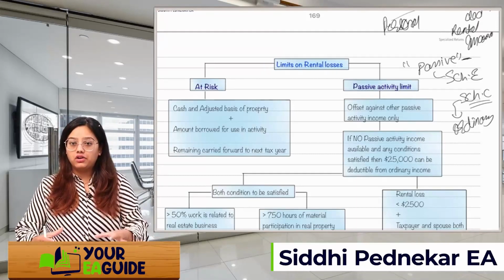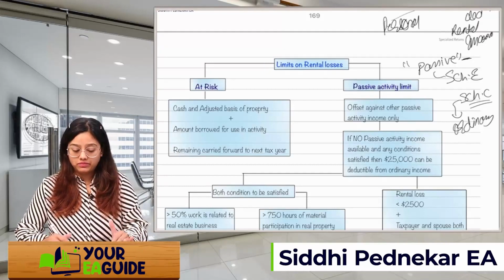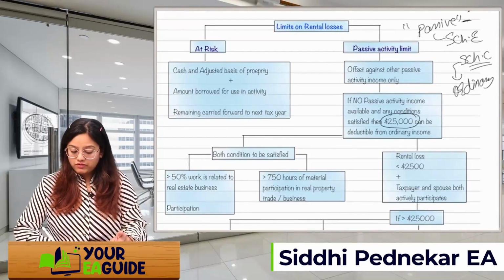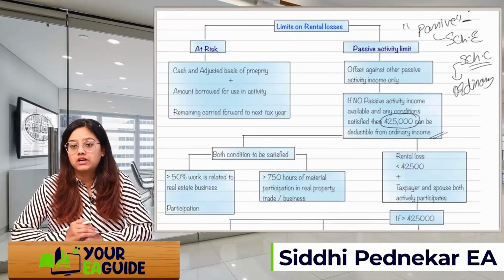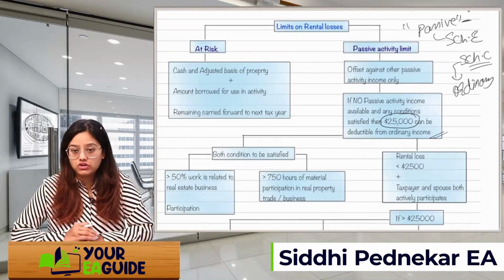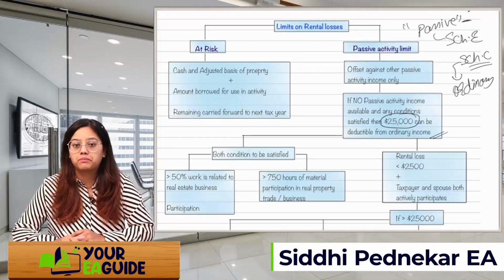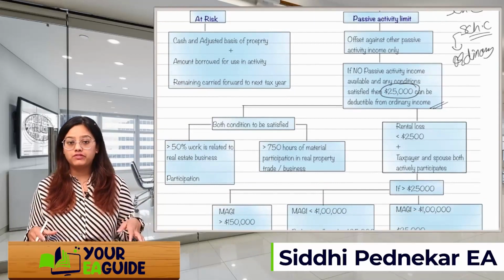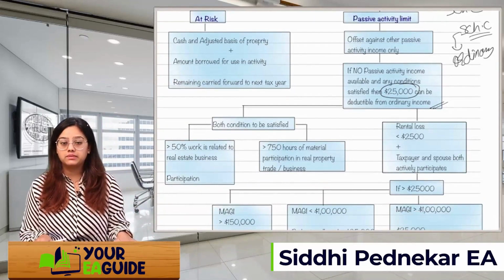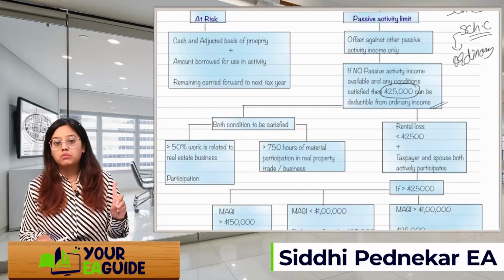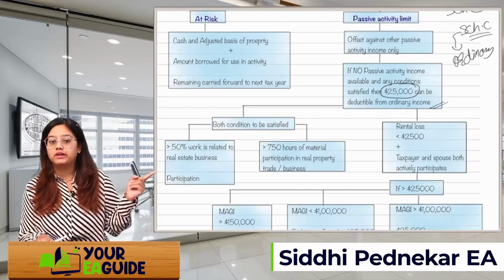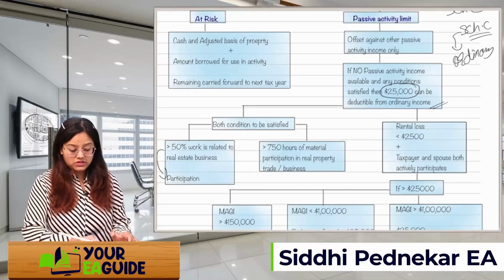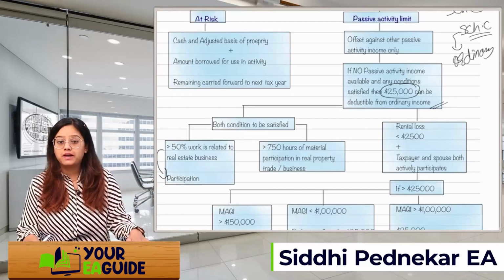If you have a rental loss, which is a passive activity, then you can offset up to 25,000 from your ordinary income. Normally it is allowed only against passive income, but up to 25,000 you can offset it against ordinary income. Both conditions need to be satisfied. First, more than 50% of your work should be related to real estate business, plus participation.